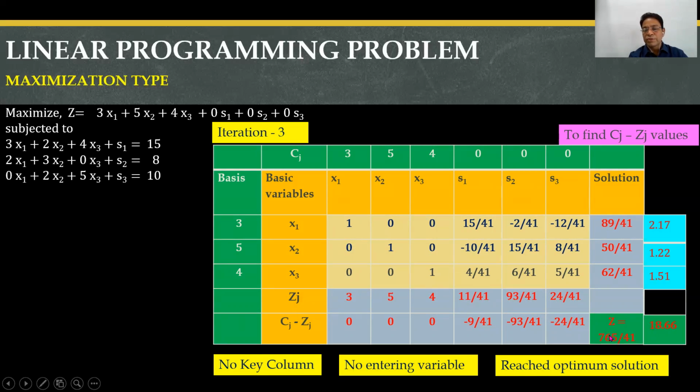So this Z is equal to 765 by 41, which is given by x1 equal to 89 by 41, that is 2.17, x2 equal to 50 by 41, that is 1.22, and x3 equal to 62 by 41, that is 1.51. Z is 18.66, and that is obtained by putting the values of x1, x2, x3 in the objective function. Z is equal to 3x1 plus 5x2 plus 4x3.